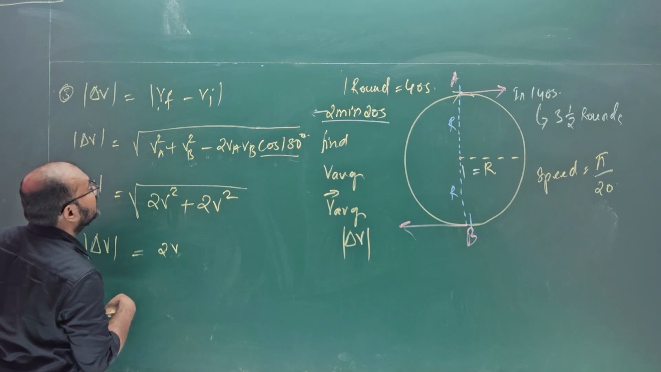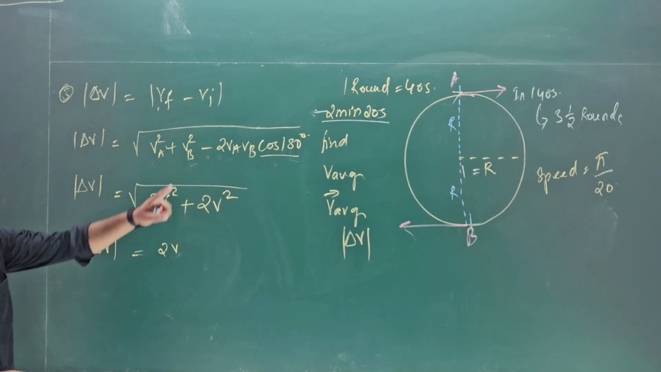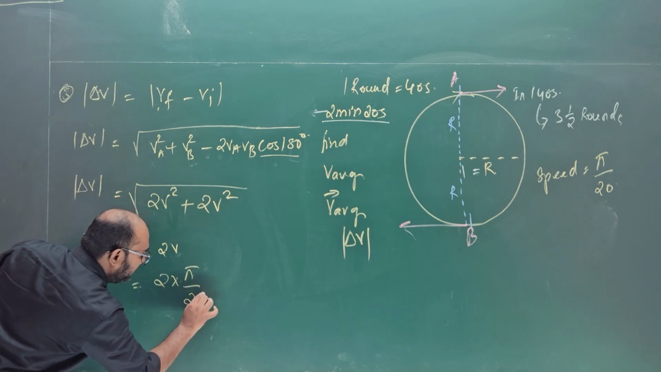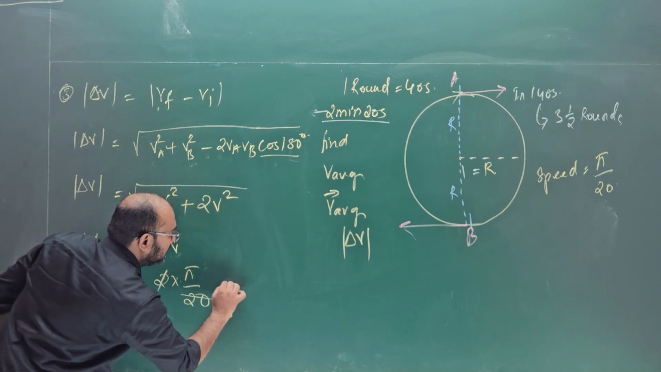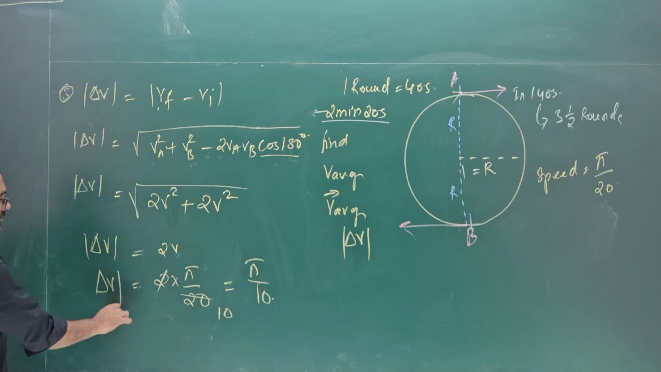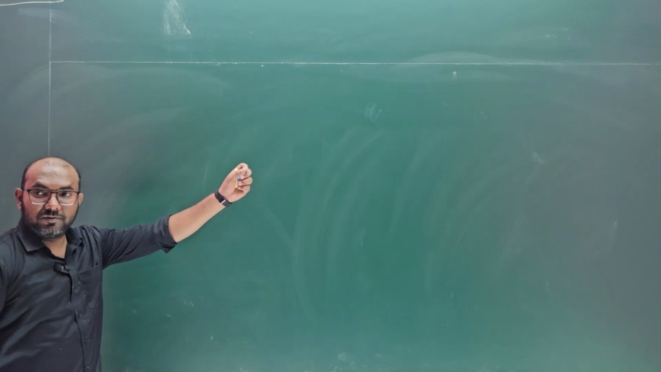So delta V is nothing but 2V, and what is V? The speed is pi by 20. So this is 2 into pi upon 20, and this gets cancelled, that is pi by 10. The velocity vector change is pi by 10. Note it down fast. One more of the same type.